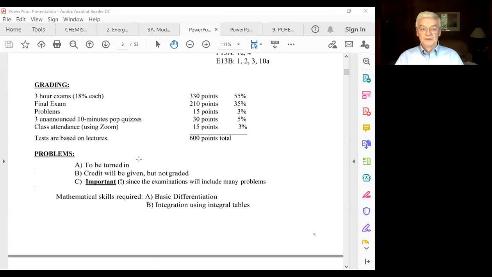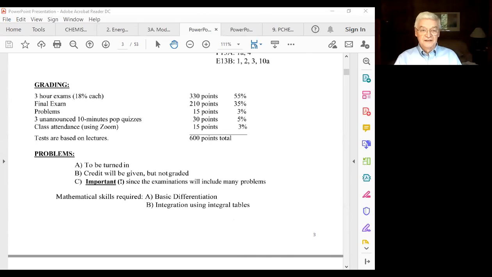Okay, so again, problems are turned in. Credit will be given but not graded, and they're important since the examinations will include many problems. At the back of this syllabus is that math self-test, and it'll show you that we expect you to be able to do basic differentiation and integration using integral tables.